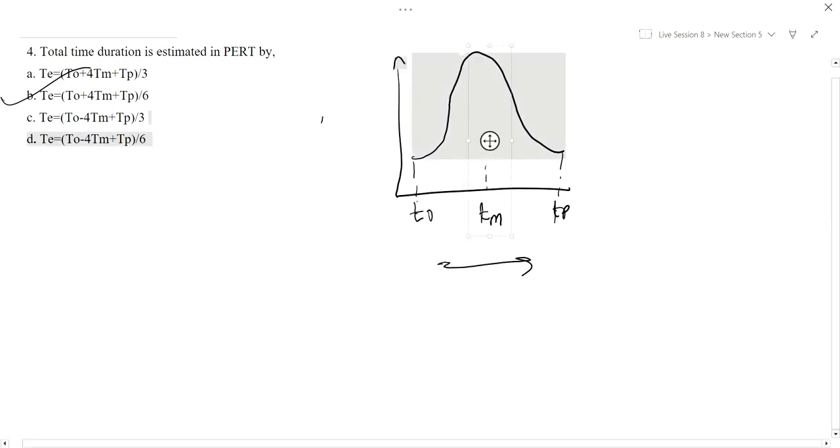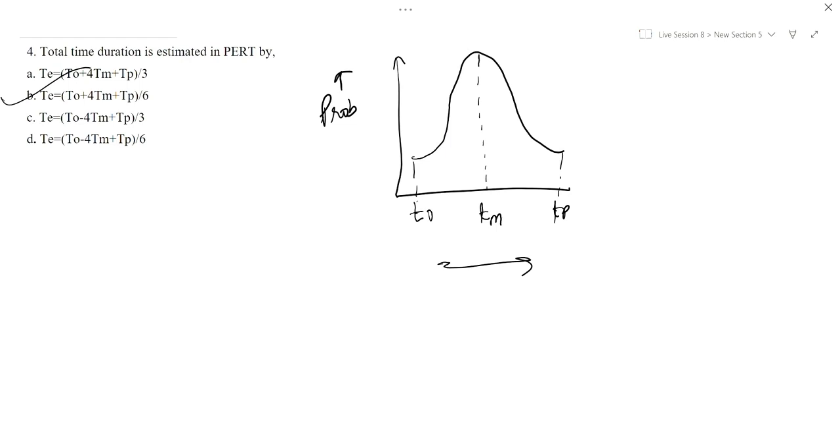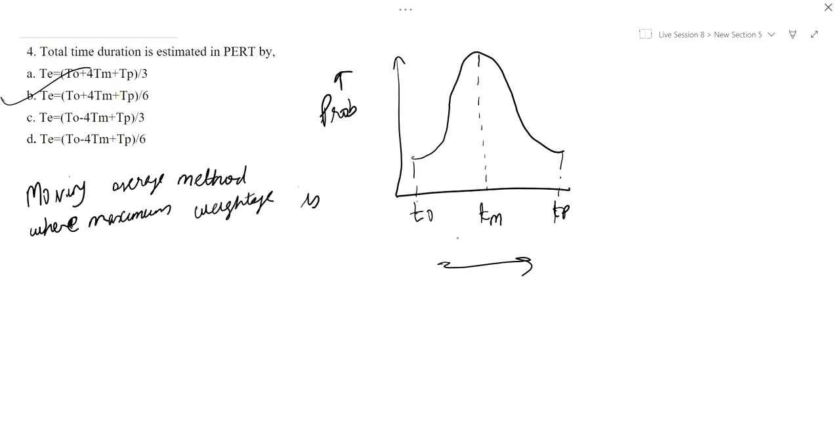This is probability. We all are familiar with this graph, and it is the moving average method, where maximum weightage is given to Tm. Okay.